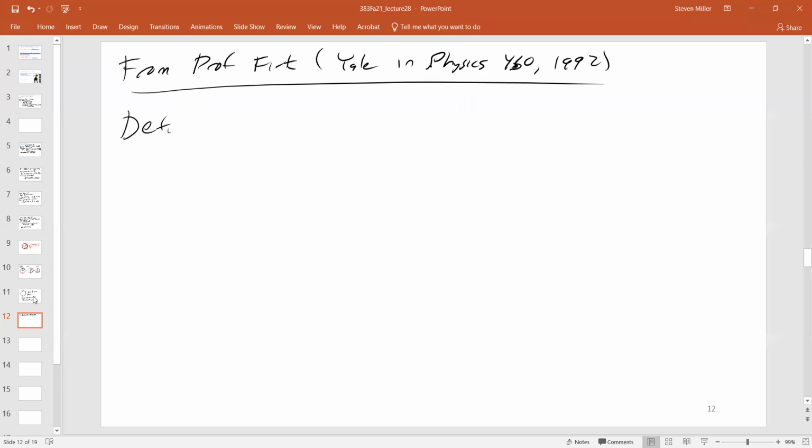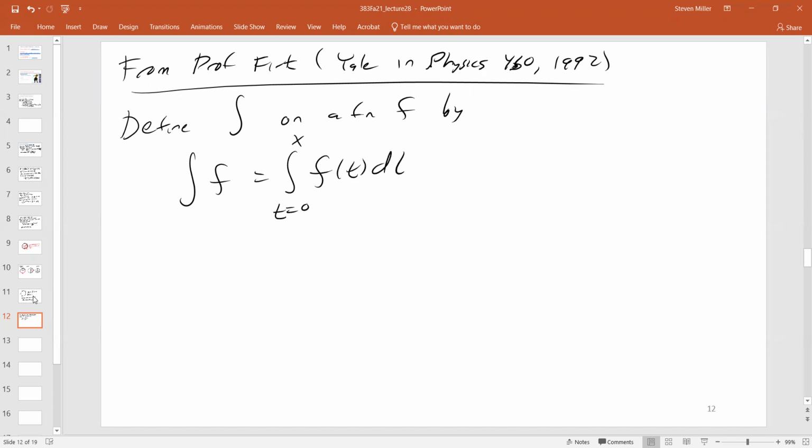So define the integral of a function f by the integral of f is the integral as t goes from 0 to x of f of t dt. Solve: the integral of f equals f of x minus 1. I want to try to find a function such that when I apply this integral operator to it, I get back my function minus 1. Anybody have any guesses of what function might work?